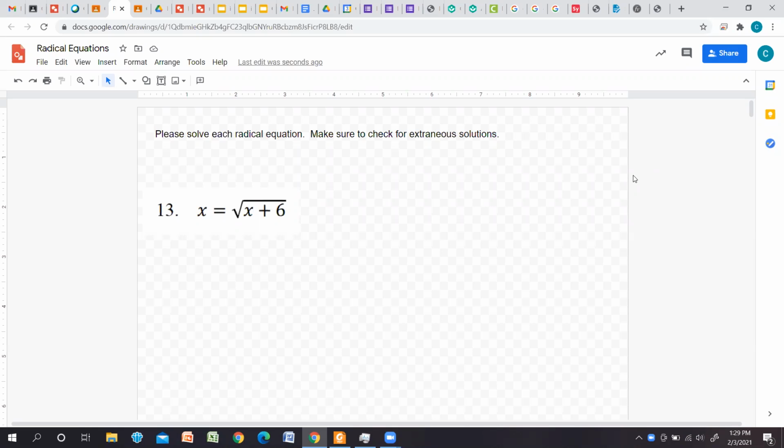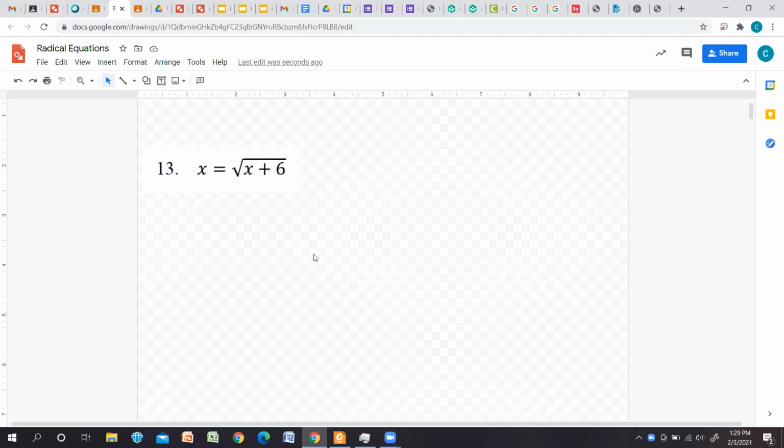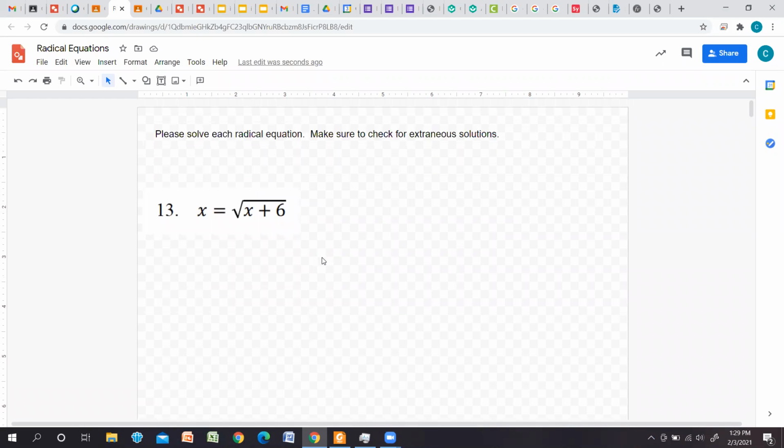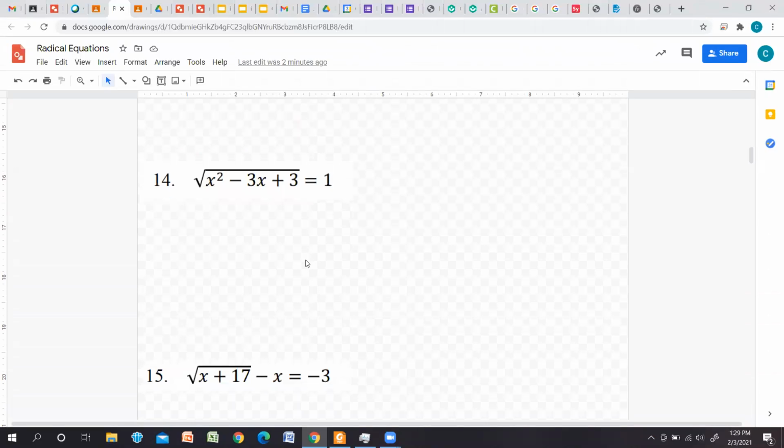There are several radical equations listed here. So let's remember the steps: first isolate the square root, then square both sides, and after squaring both sides to cancel out the square root, you solve for x. Right? So each of these can be solved that way.